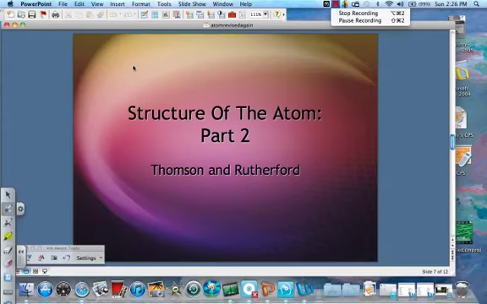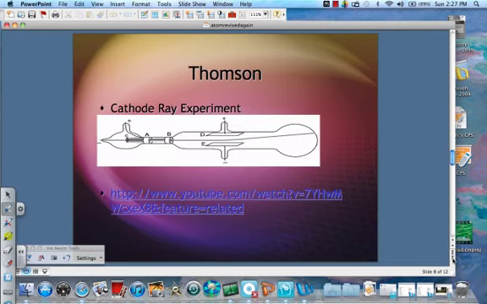All right, so last time we were talking about the early theorists and their ideas about what an atom is. Now we're going to talk about the two really important contributors to the modern atomic theory. So Thomson is our first one. And Thomson did a cathode ray experiment.